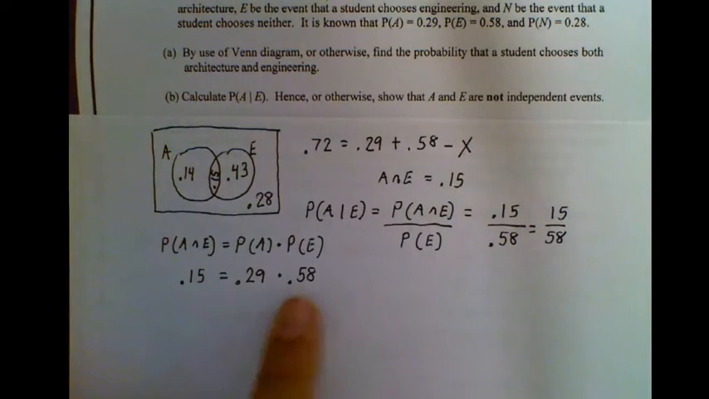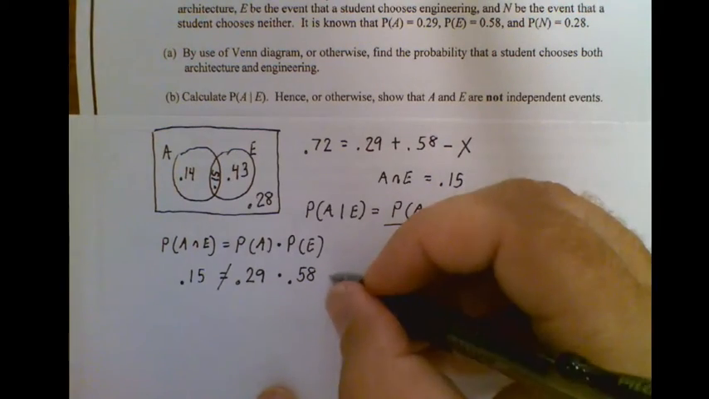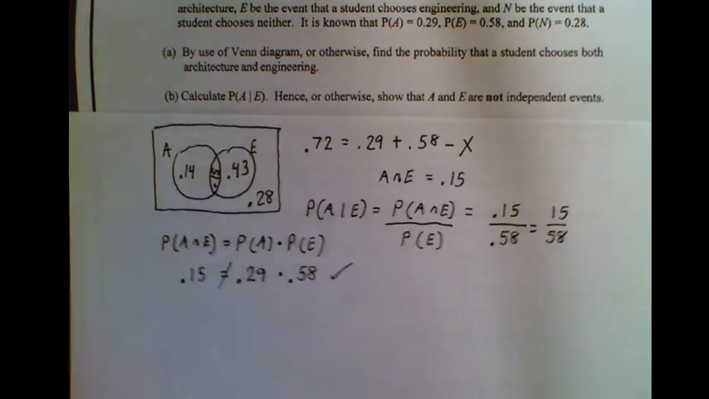So obviously this times this does not equal this. So we are showing by the use of that formula that that information does not check out, so therefore they are not independent events.